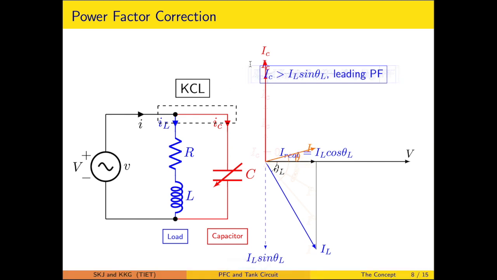Now here the compensation level is further increased, so the I is now directed such that it results in leading power factor operation. Although the power factor is deteriorating, the operation will be of leading power factor nature. The only condition here is that IC is greater than IL sine of theta L.